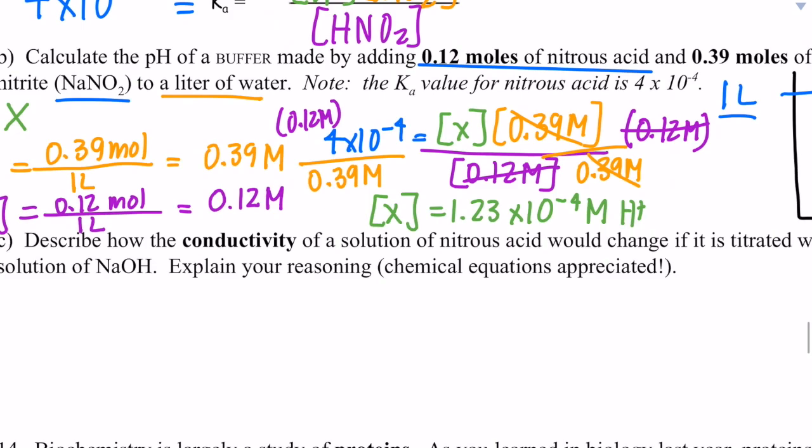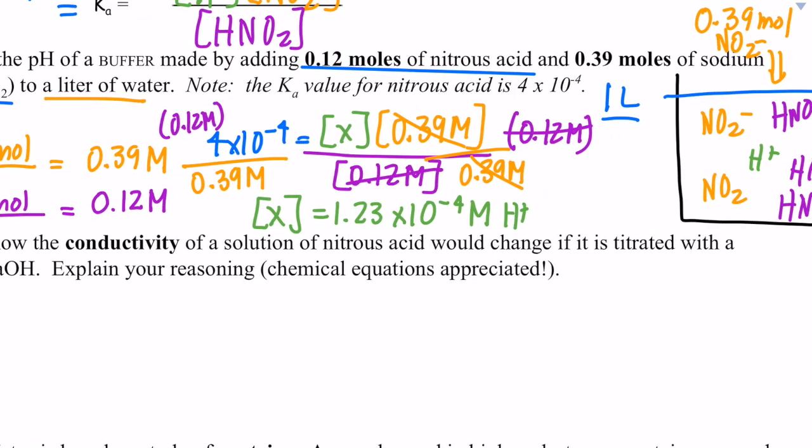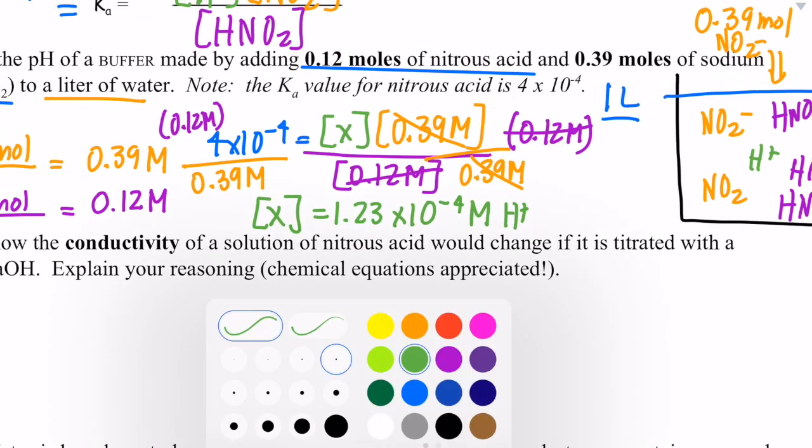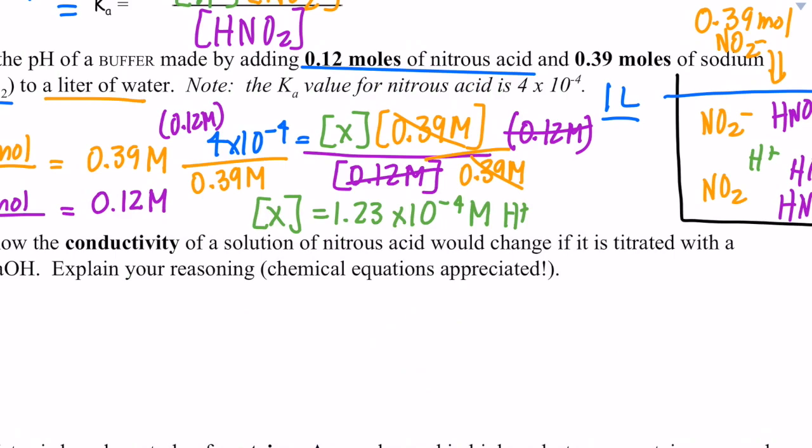And to calculate the pH, we'll take the negative log of this number. So take the negative log of our H+. And if you take the negative log of it, you will get a pH of 3.9.